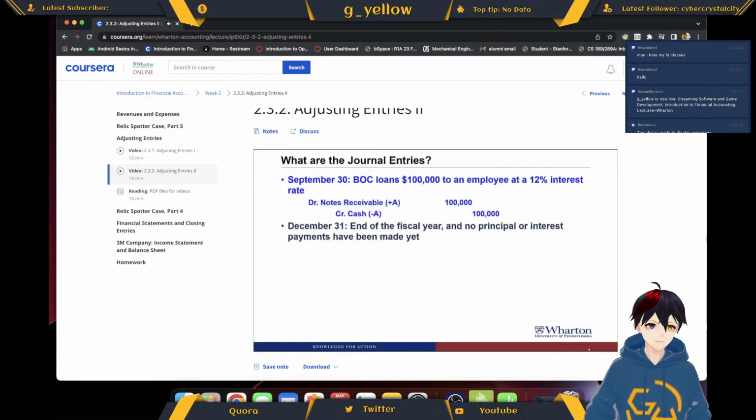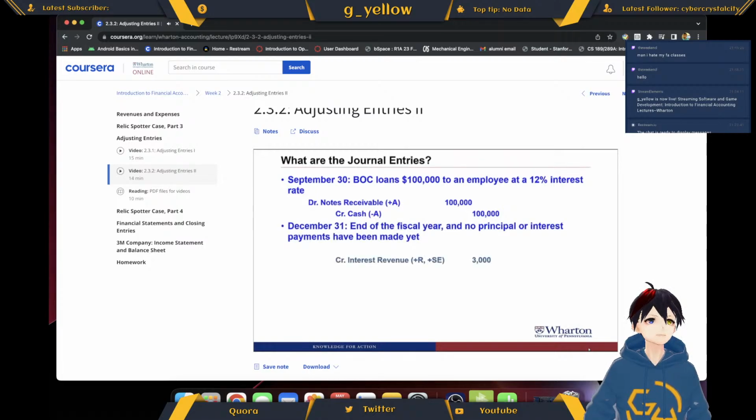December 31. It's the end of the fiscal year, and no principal or interest payments have yet been made. Do we need an adjusting entry, and if so, what would it be? No, because there's no transactions, right? We do need an adjusting entry in this case because 3 months has gone by, and we haven't gotten paid any interest, but we've earned interest revenue. We've earned interest revenue because we've provided the service of having the money outstanding to the employee over the past 3 months. We have a contract where we're eventually going to get paid, so it meets both the earned and realized criteria. So we're going to recognize interest revenue.